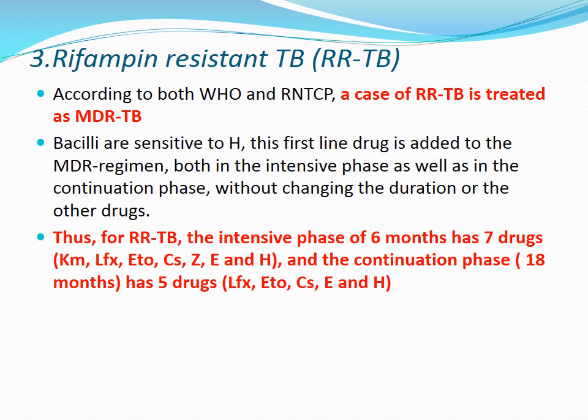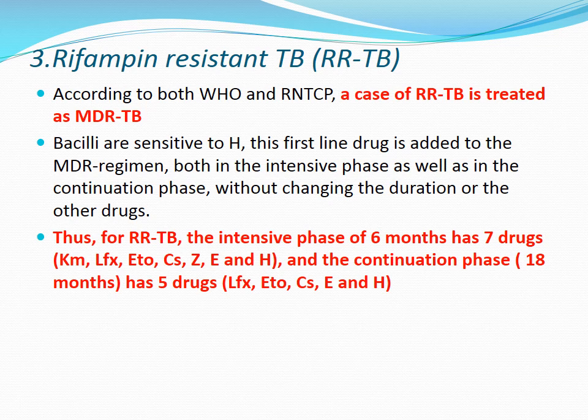Now how many drugs will the intensive phase have after adding isoniazid? That will be 7 drugs: the 6 drugs from before and we added isoniazid. Remember, they are written in short form in the bracket. The 7 drugs are kanamycin KM, levofloxacin LFX, ethionamide ETO, cycloserine CS, pyrazinamide Z, ethambutol E and H, meaning isoniazid. And in the continuation phase of 18 months, we used to give 4 drugs, now it will be 5: levofloxacin, ethionamide, cycloserine, ethambutol and H, that is isoniazid.